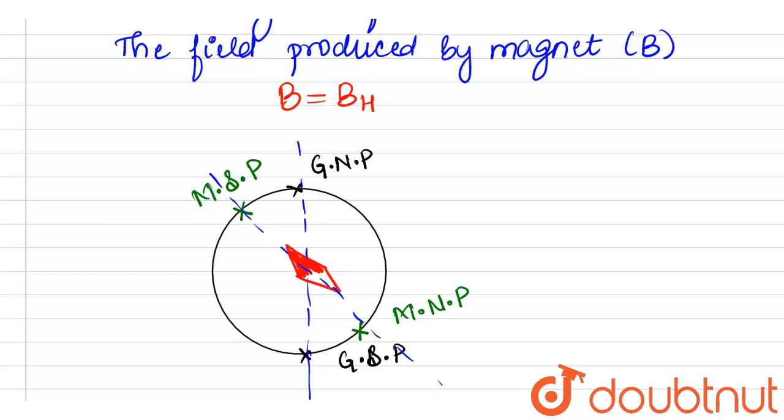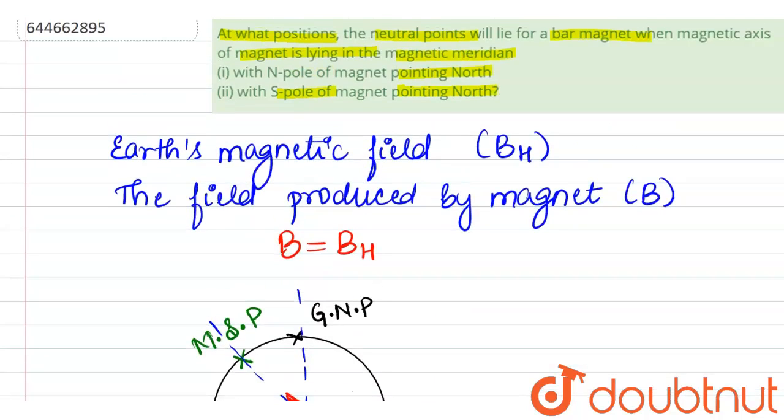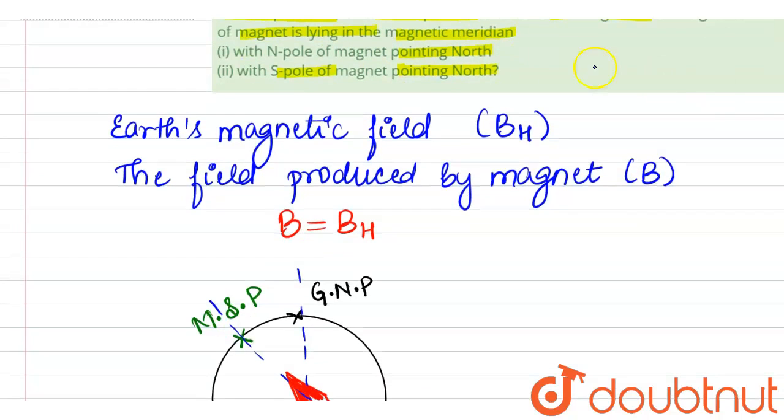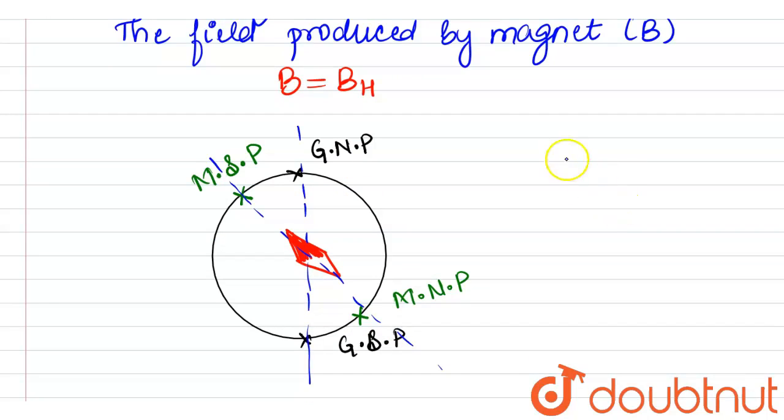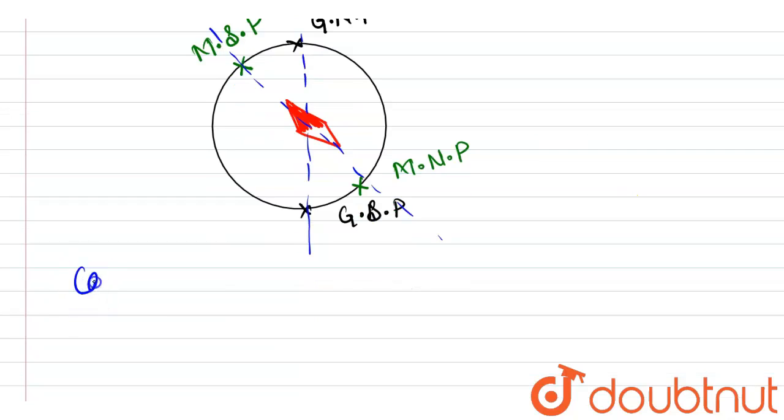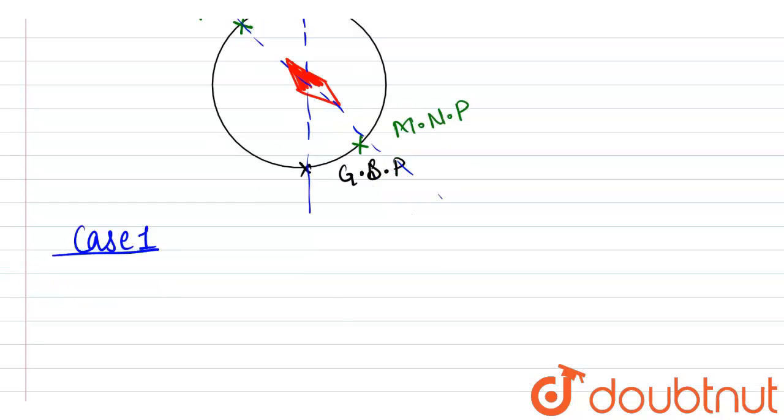Now, what does the question say? We are placing our bar magnet in such a way that the north pole of the magnet is pointing north. When they say pointing north, they mean geographical north. So in the first case, the bar magnet is facing the geographical north with its north pole.